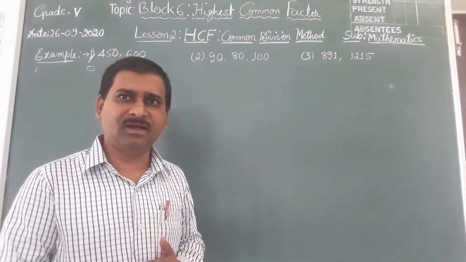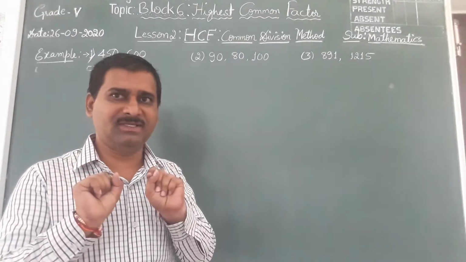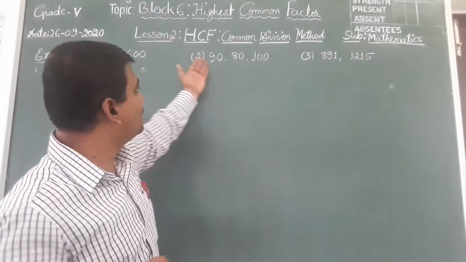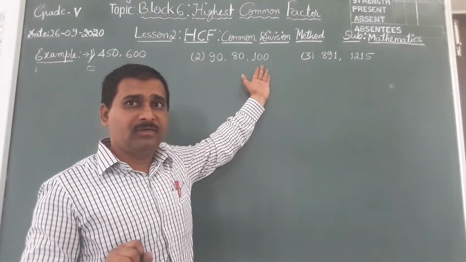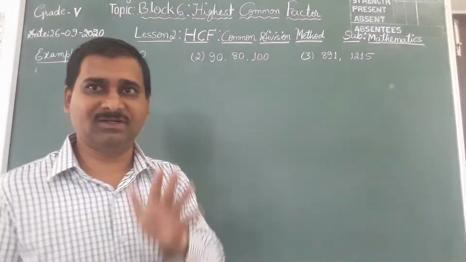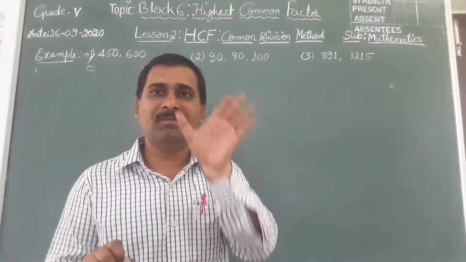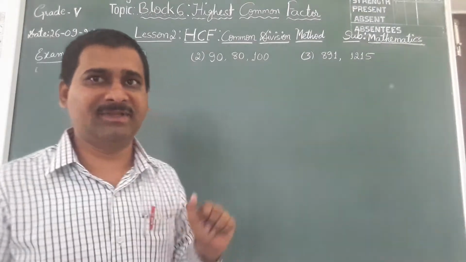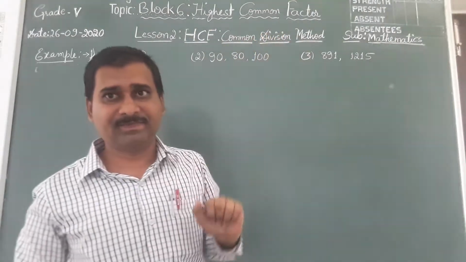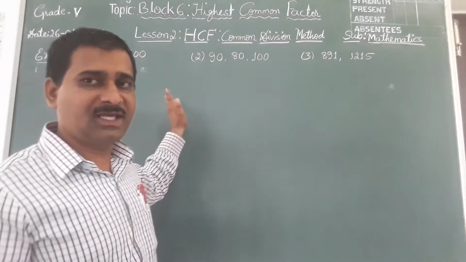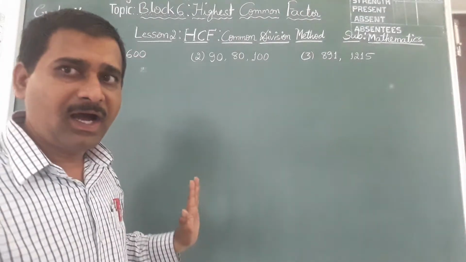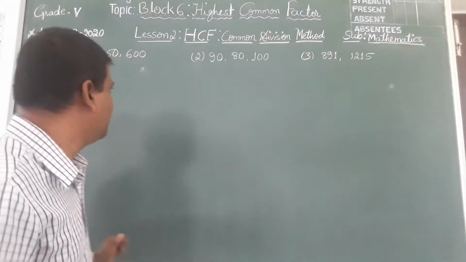Which method will we use? Common division means either two numbers or three numbers, we will divide them at a time. Common division will divide commonly all the numbers at a time. That's why the name of the heading is common division. The numbers which are given here, we will divide them at a time. How? With the division method, how is it to be done?